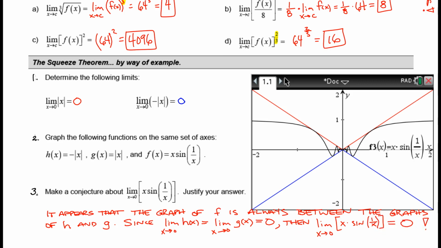All right, folks, that's what I noticed. It appears that the graph of f is always sandwiched or squeezed between the graphs of h and g. And since the limit of h of x as x approaches 0 is equal to the limit of g of x as x approaches 0, and those two limits equal 0, then the limit of that middle function, the one that's squeezed, x times sine of 1 over x, must also be 0 as x approaches 0. So folks, that is an example that illustrates the squeeze theorem.